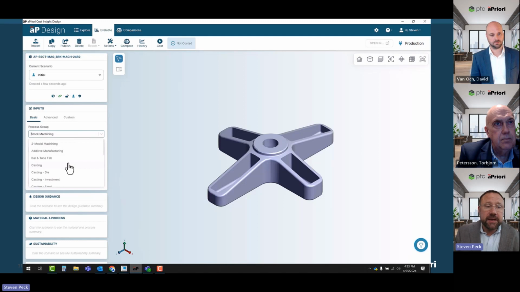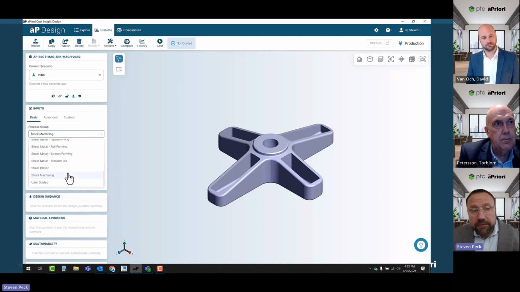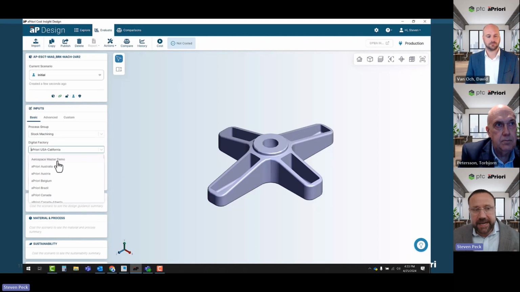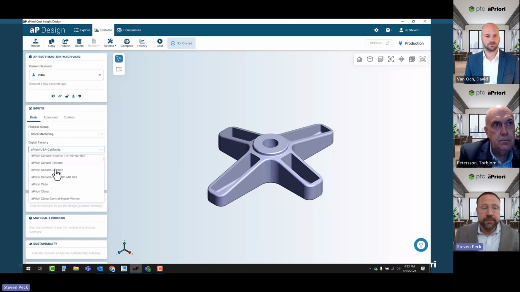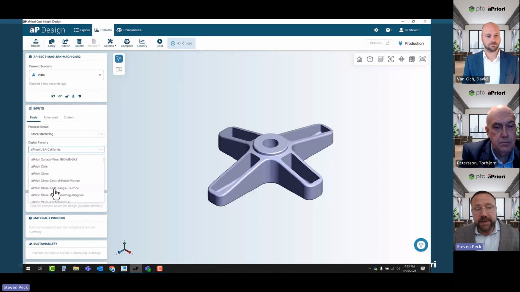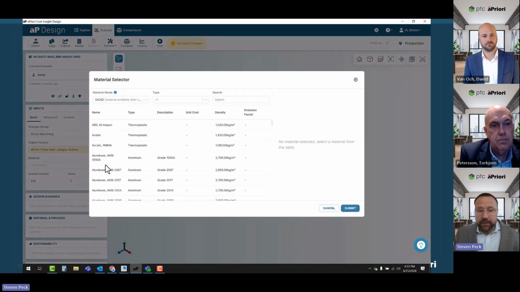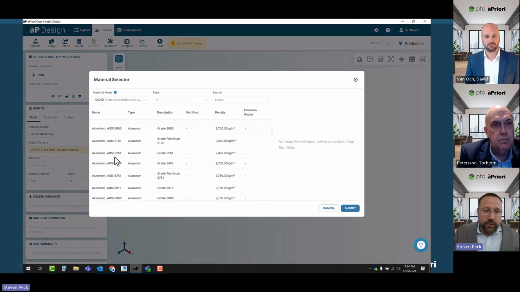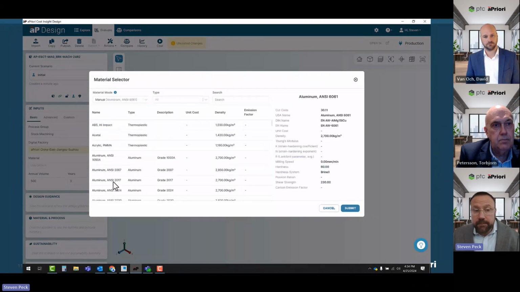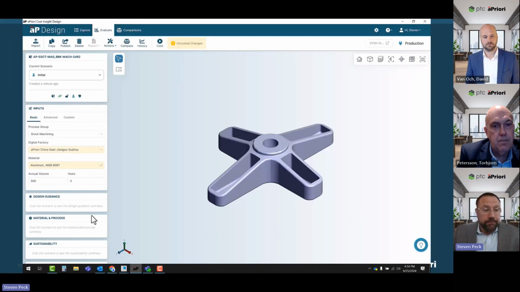And here we can see we need to specify a few basic inputs. First is, how is it manufactured? Is it machined? Is it cast? Is it additively manufactured? Where in the world is this being manufactured? That digital factory with all of the labor rates and overheads. The material: what is this part being made of? In this case here, it's a 6061 aluminum. And we're making 500,000 of these annually over the course of 3 years.